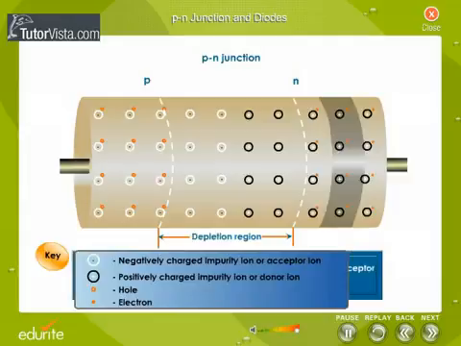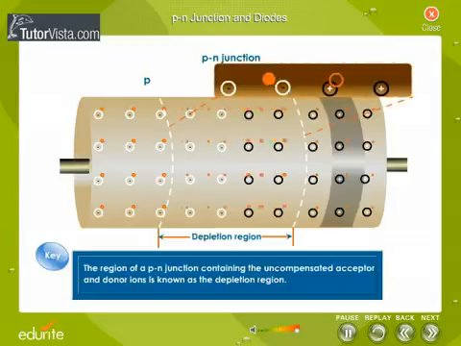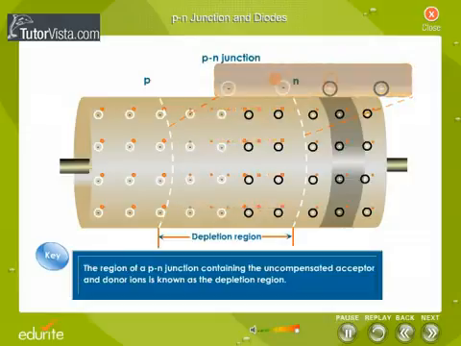The region of a p-n junction containing the uncompensated acceptor and donor ions is known as the depletion region. This region is named so because it is depleted of mobile charge carriers. The holes trying to enter the p region are repelled by the uncompensated positive charge on the donor ions, and the electrons trying to enter the n region are repelled by the uncompensated negative charge on the acceptor ions.